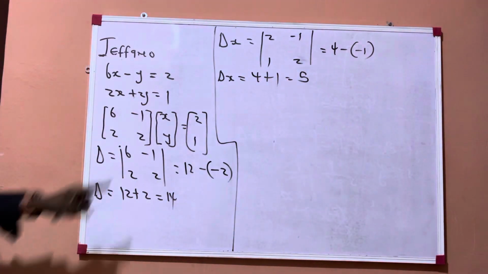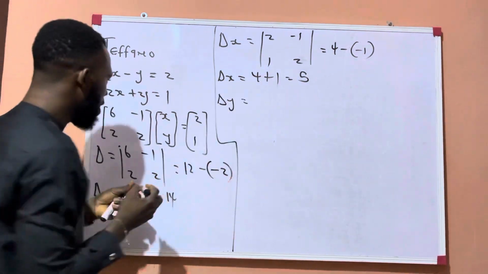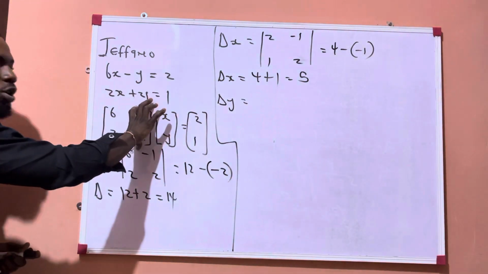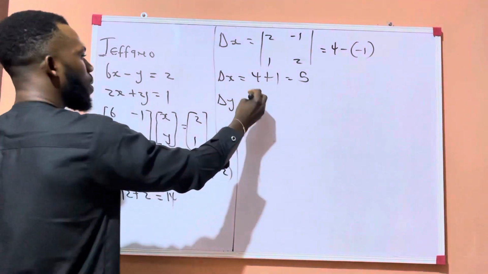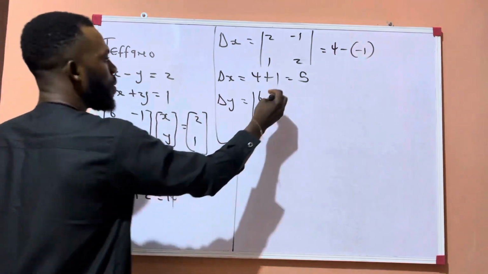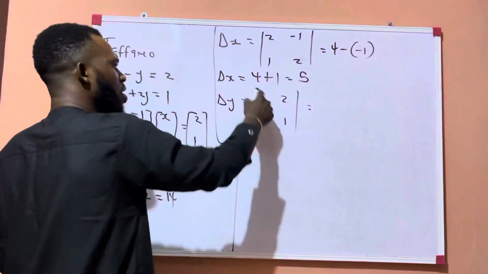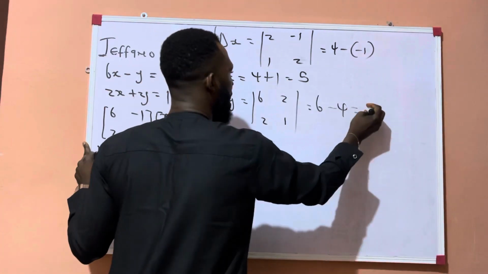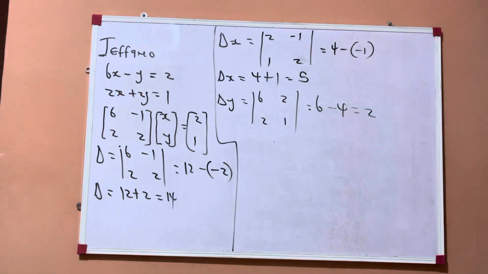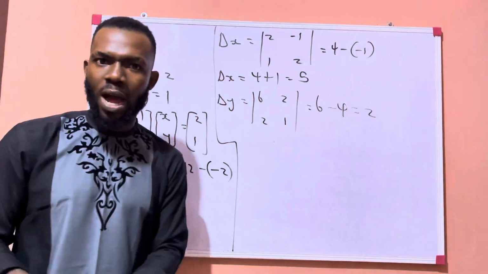Now, the last thing we're going to look for is change in y. Now, solving for change in y, we're going to have this. Replacing your y column with your constant. So we have this now. 6, 2, and then here becomes 2, 1. And then we'll take the determinant. Now, the determinant becomes 6 times 1 gives us 6 minus 2 times 2 gives us 4. And what is the answer? 2.